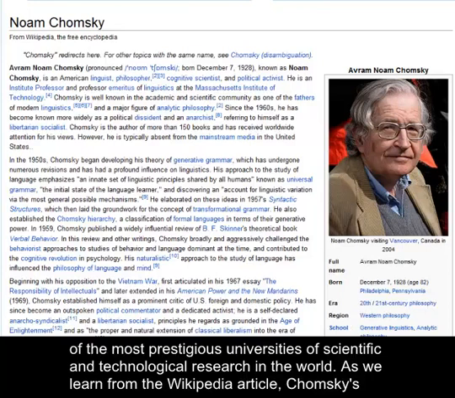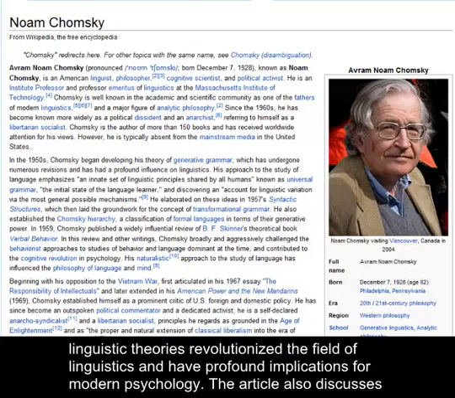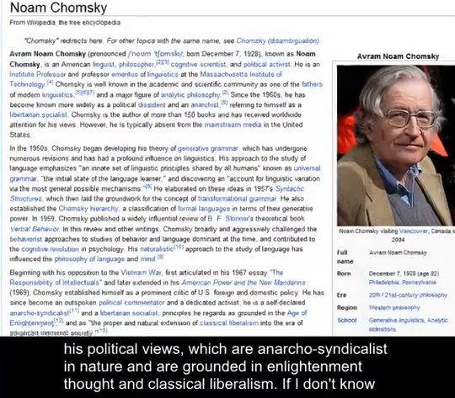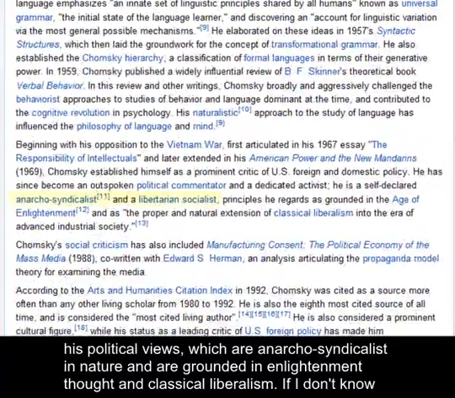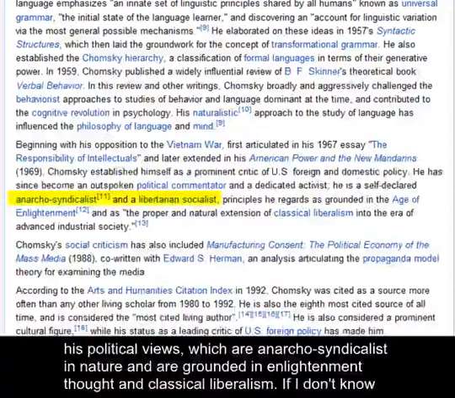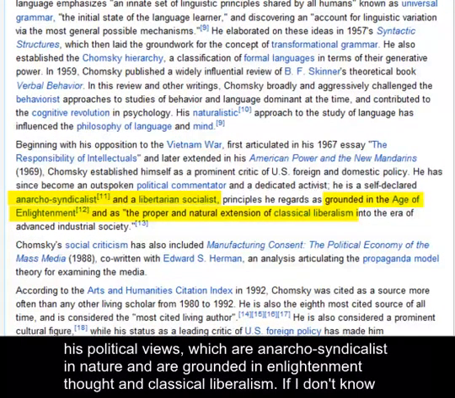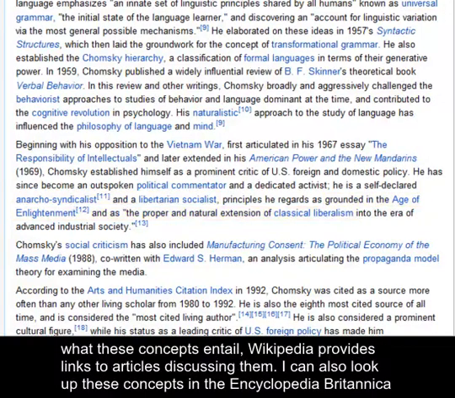As we learned from the Wikipedia article, Chomsky's linguistic theories revolutionized the field of linguistics and have profound implications for modern psychology. The article also discusses his political views, which are anarcho-syndicalist in nature and are grounded in Enlightenment thought and classical liberalism. If I don't know what these concepts entail, Wikipedia provides links to articles discussing them.